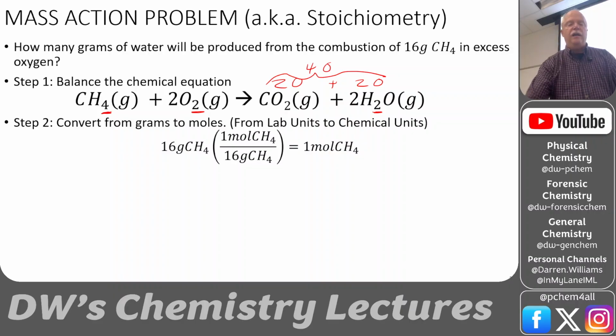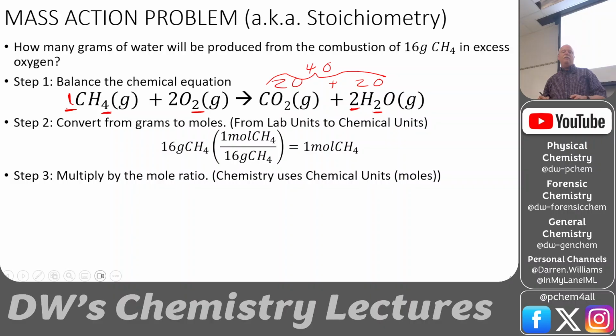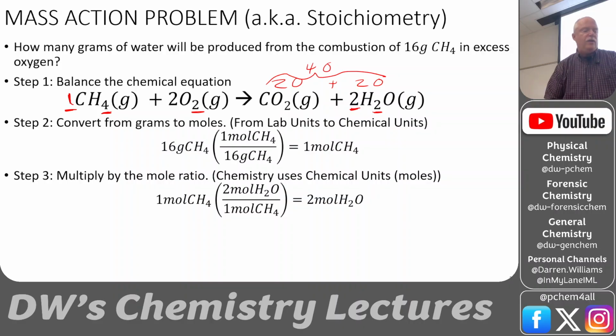And then we look at this. We've got a 1 in front of the methane and a 2 in front of the water. And that's the mole ratio. So we want to get out of moles of methane and into moles of water. When I was saying I want you to use your units so that you know you got the problem right, this is an example of that. Don't just write 1 and multiply by 2 or divide by 2. You're going to follow the units.